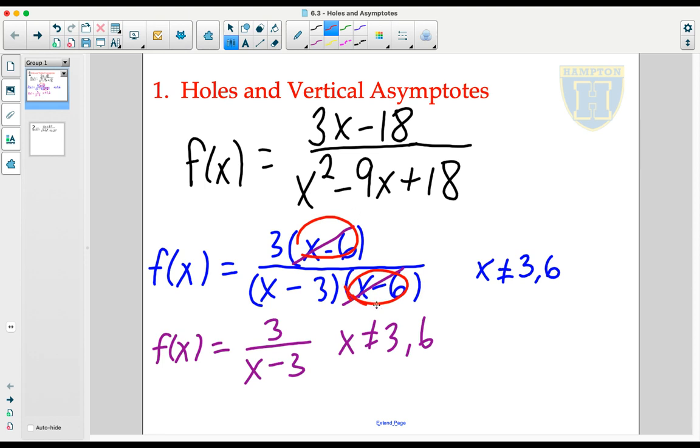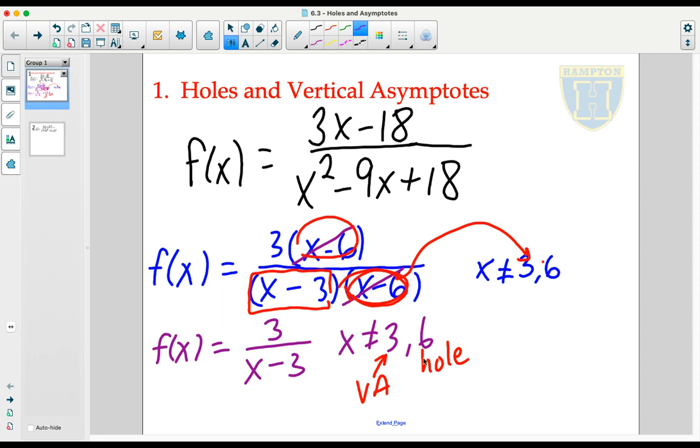If the factor that contributed a particular restricted value, so this x minus 6 factor contributed the value of x equals 6 to the restricted part of the domain, if that factor is canceled or simplified through the process of simplification, then that is going to be a location where this graph will have a hole. If it's not factored and simplified, like the factor x minus 3, that's where we can anticipate the presence of a vertical asymptote.